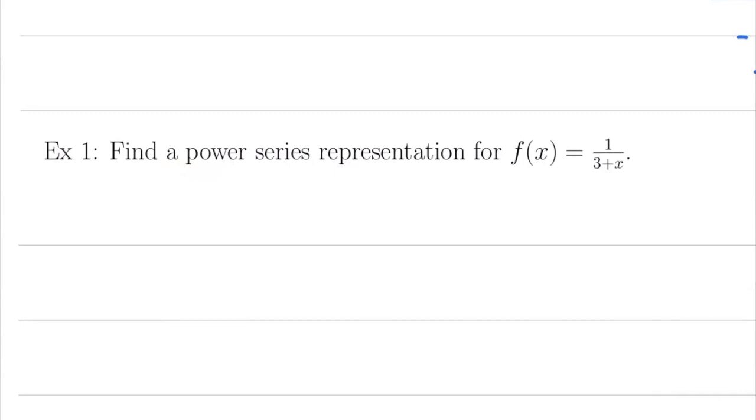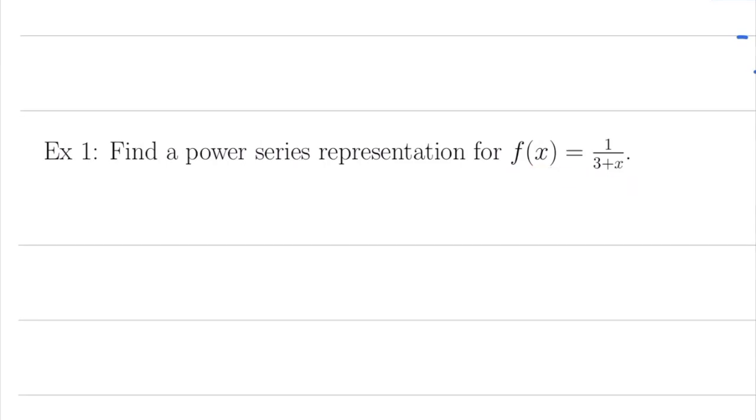If a function can be represented as a power series, that power series is not unique because you can come up with power series with different centers. So that's why I wrote a power series. So I'm going to choose the center to be 0 just to keep it simple, and that will be a power series representation of this function.